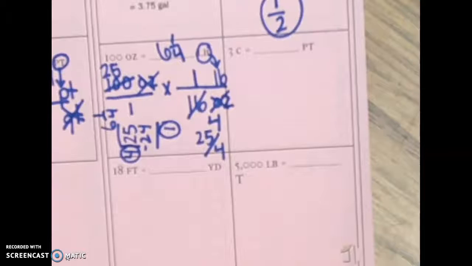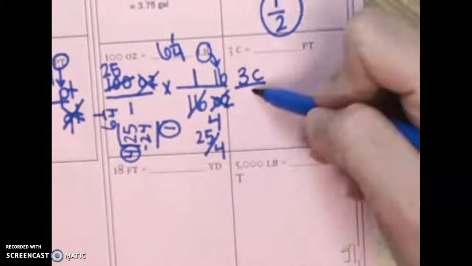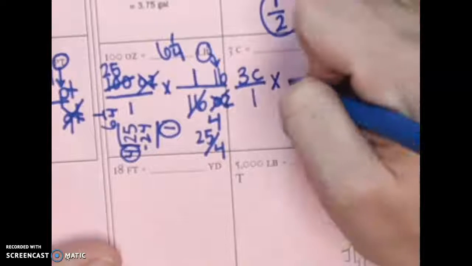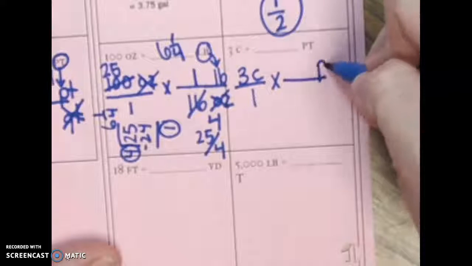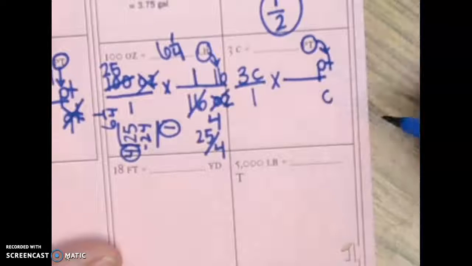Let's look at our 3 cups. What are we changing our cups to on this one? Pints. So, we have 3 cups over what? 1, because it's a whole number. If it's not a whole number, the bottom of your fraction goes down there. We're putting pints on top because it's right here, so it goes on top. And our cups come over here.